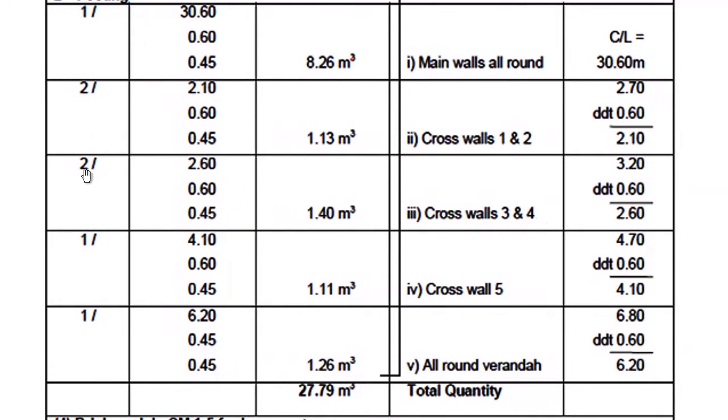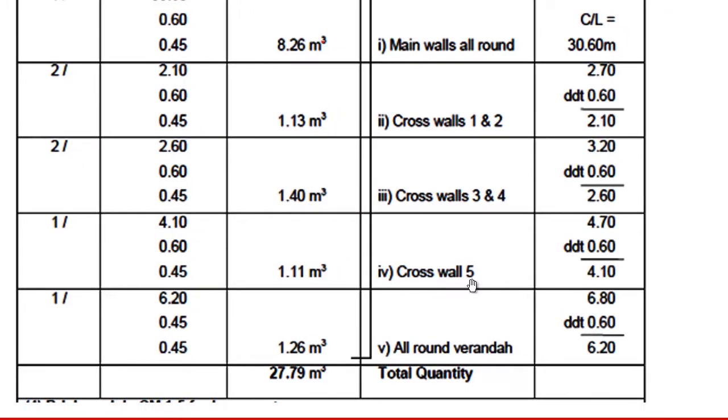Then we move to cross wall 3 and 4. There are two walls, therefore we are putting 2 bar. Then the center to center length of cross wall, how much? Yes, 3.20. Now we are deducting one breadth of second footing, that is 0.6 meter. 3.20 minus 0.6, how much? 2.6 meter. Here length 2.6, breadth the same 0.6, depth 0.45. So 2 into 2.60 into 0.6 into 0.45, how much? Yes, 1.40 meter cube.